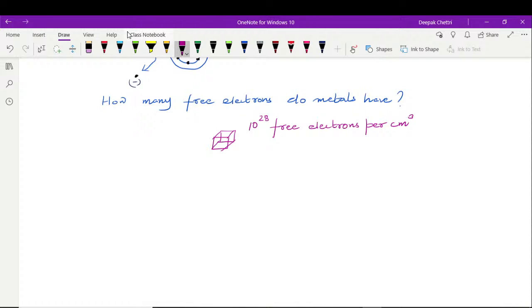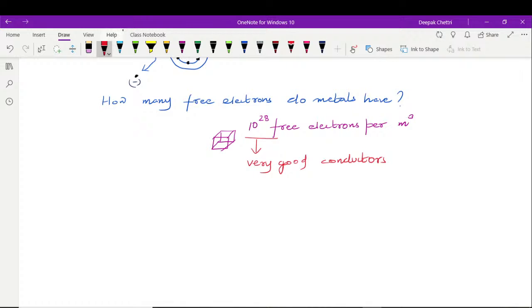Not 20, just a minute. Yeah, per meter cube there are about 10 to the power 28. So you can see it is a very big number, right? And this is the reason that metals are very good conductors. Metals are very good conductors because of the presence of a large number of free electrons. 10 to the power 28, it's a very big number, right?